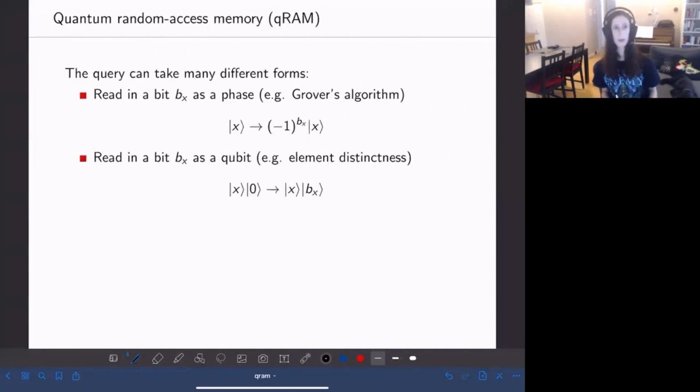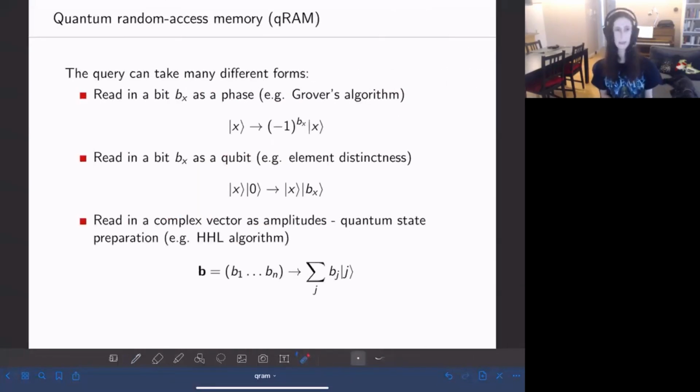Another way to approach this is to read in data in bits in the state of a qubit. And this is used in a number of algorithms, some of which are for state preparation, and another one is the element distinctness. Solving the decision problem requires a qRAM of this form. You have some string of bits that you want to read, and you want to read it into the qubit state here.